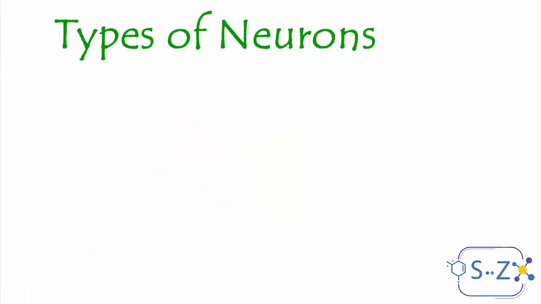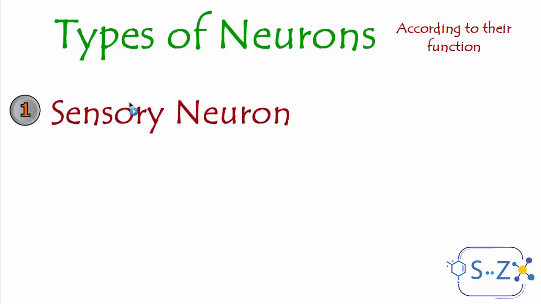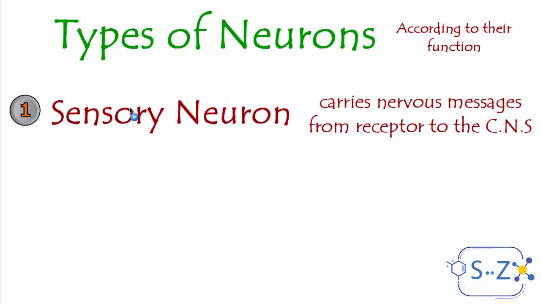Now let's study the types of neuron. Now pay attention here that the neurons can be classified into groups according to their function or to their structure. First of all, according to their function, we have three types of neurons. The first one is called the sensory neuron, which carries nervous messages from the receptor to the central nervous system.